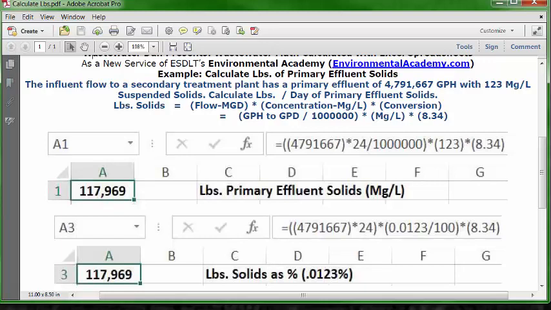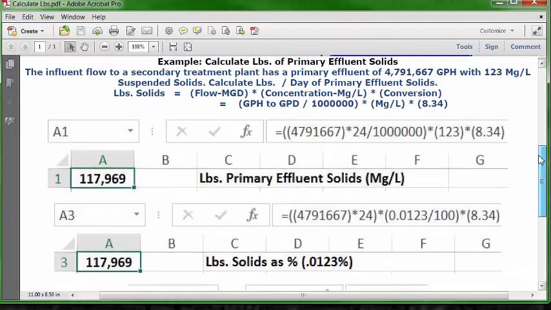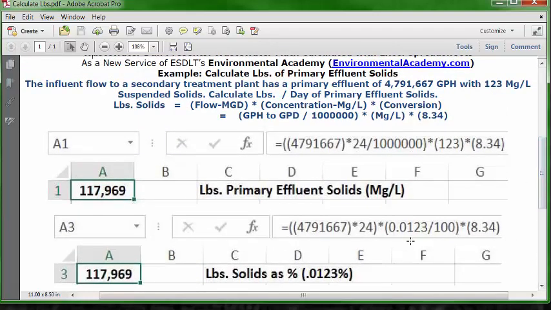So the bonus shows how to take the milligrams per liter, convert it to a percent by dividing by 10,000, and then taking that percent and putting it into the formula and moving it from a percent to a decimal by dividing by 100, and just do that within the formula.